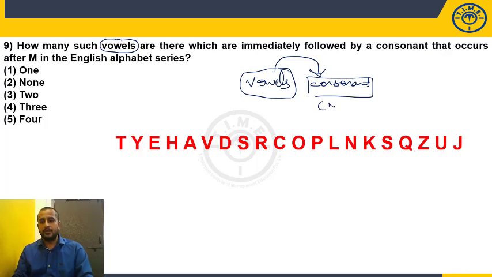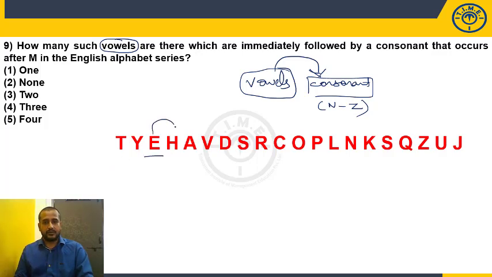After M means N to Z. So this consonant must be between N to Z only, not A to M. It should be between N to Z, both inclusive. Okay, focus on the vowels.